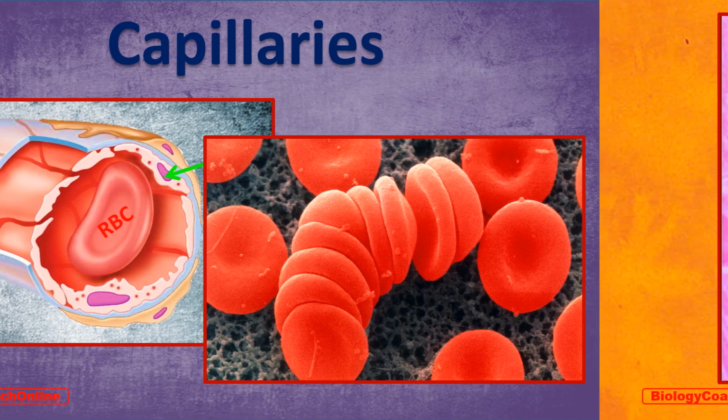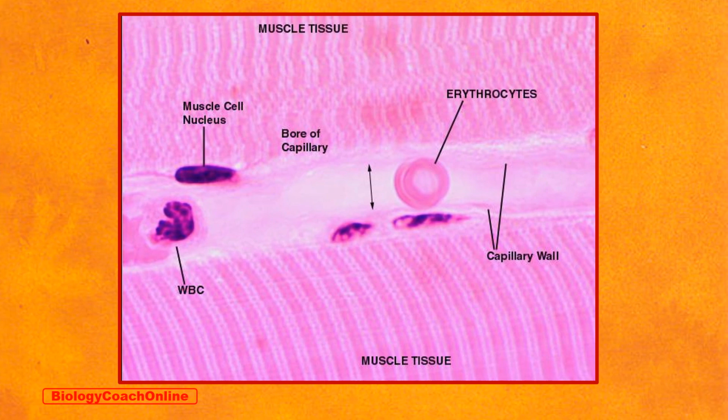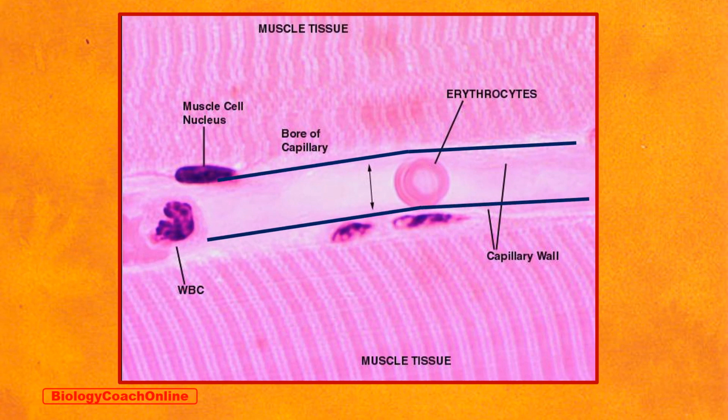I absolutely love this microscopic study of skeletal muscle. First, look at these beautiful striations. Now you see the wall of a capillary here, and so this space between the walls is the lumen. We see a white blood cell down here, and here is a red blood cell. See, the lumen is just wide enough to let this guy through.